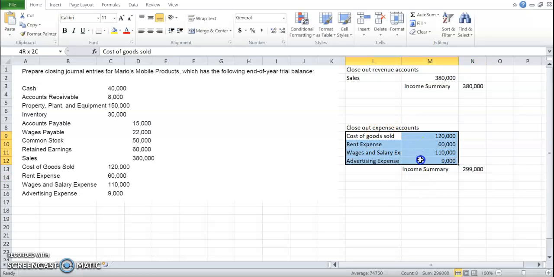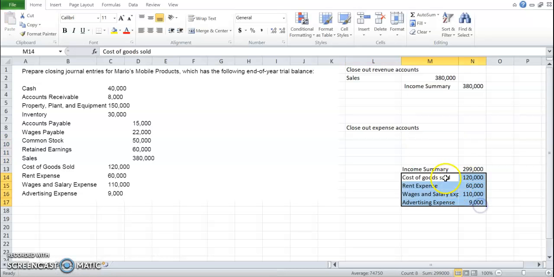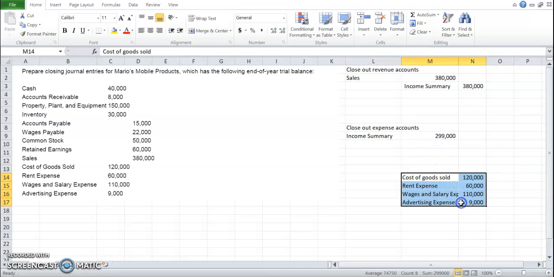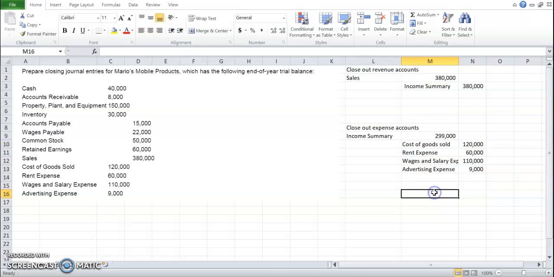I put these on the wrong side, sorry. These should be on the credit side. Income summary needs to be on the debit side because expenses are closed out with credits. Okay, there we go. And then now we just have to take the difference between our two income summary amounts.